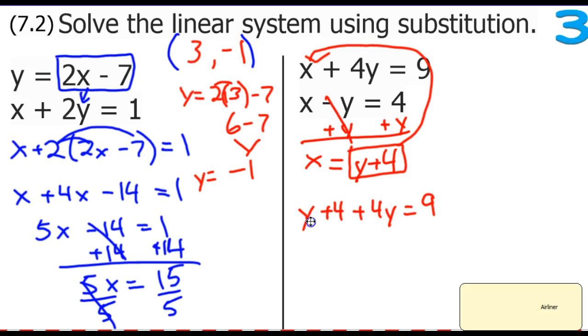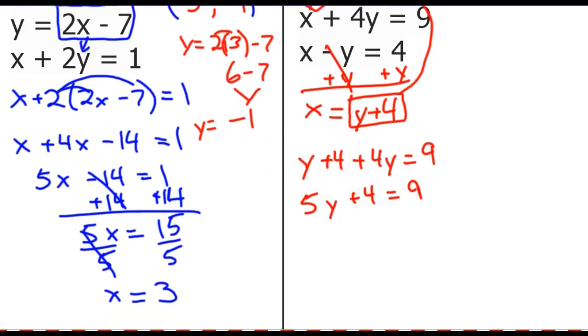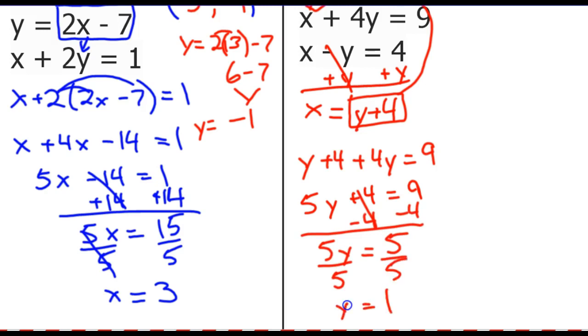If we do y and 4y, we get 5y plus 4 equals 9. Then we subtract 4, and 5y equals 5. Then divide that by 5, and we get y equals 1.